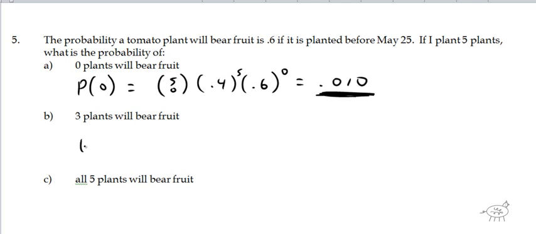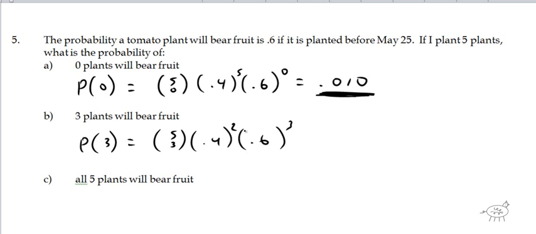Okay, probability that 3 will bear fruit. So of course that's just 5C3. Same probabilities. This is a 3 and this is a 2. And we get 0.346. See, you can tell it's higher, right?